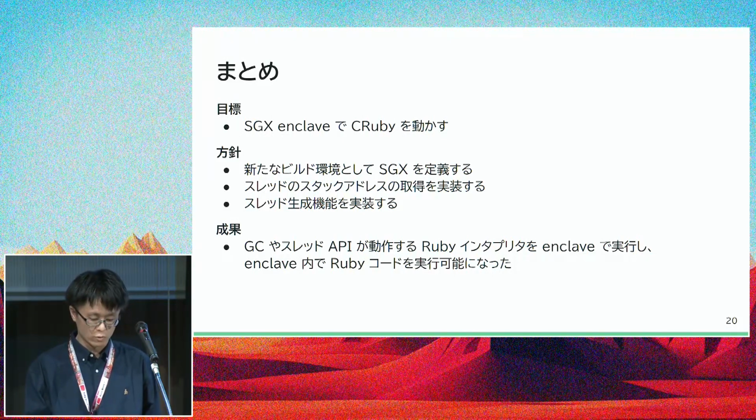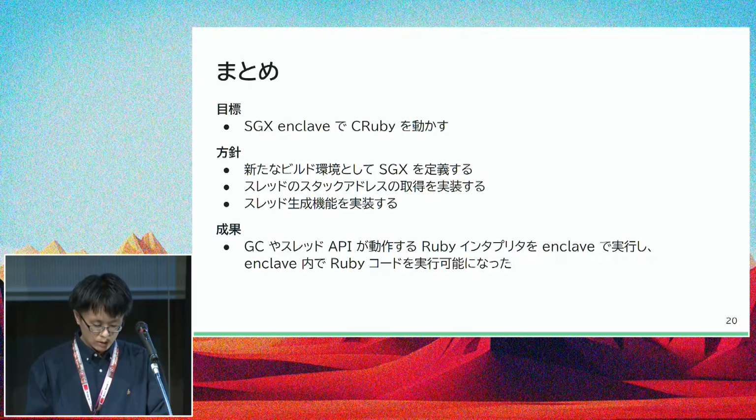SGX and enclave, and inside the enclave, C Ruby is to be run. A new builder environment was set, and also thread and stack address should be actually implemented, and also the thread and garbage collection was actually done. By using garbage collection, the enclave was enabling those Ruby interpreter.